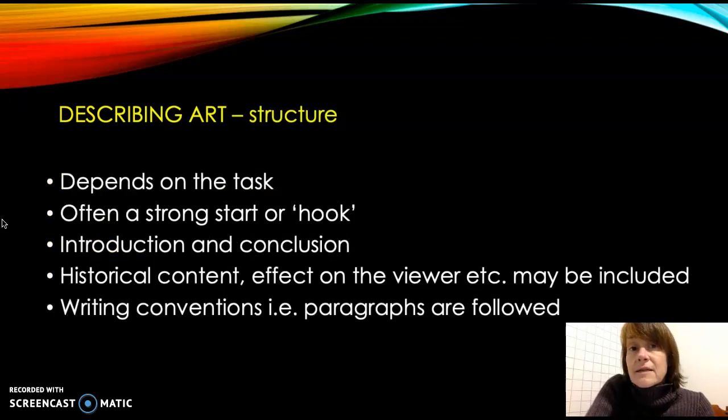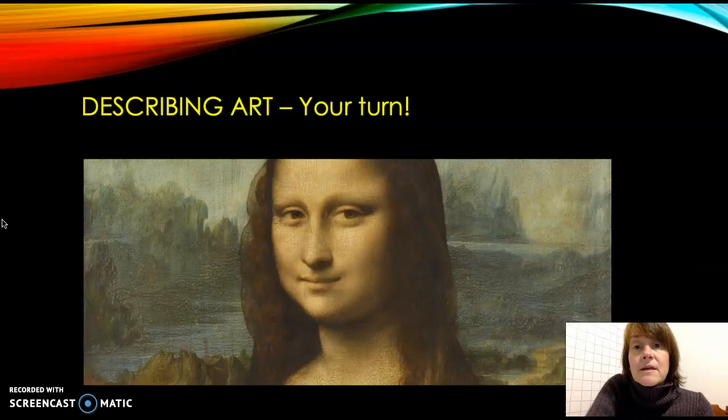The structure of the text, so the order in which things happen in a text, okay, it does depend on the task. Very often, a description will start with a strong start, even a hook sentence that sort of grabs the reader's attention. There's usually an introduction and a conclusion, and very often historical content is included, including the effect on the viewer. That may also be included. And of course, writing conventions such as paragraphs are always followed. So please use paragraphs.